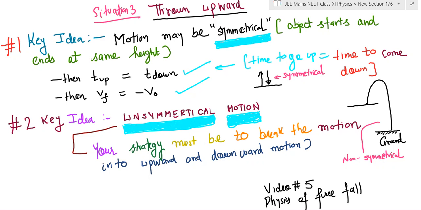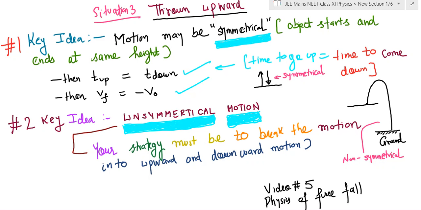Now, I want to introduce a very important topic pertaining to this motion, which describes the body thrown upwards. And this is the idea of symmetrical motion. What it means is, if you throw from the ground, the body comes back to the same position. So you can see the word symmetrical mentioned in the diagram, with an arrow upwards and an arrow downwards.